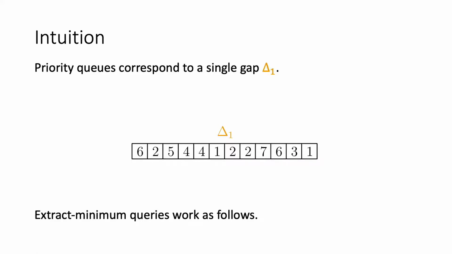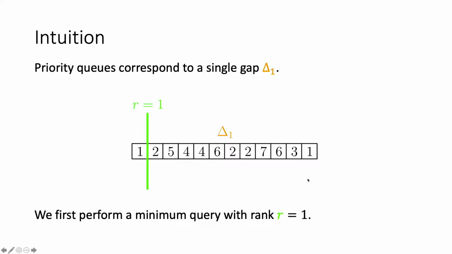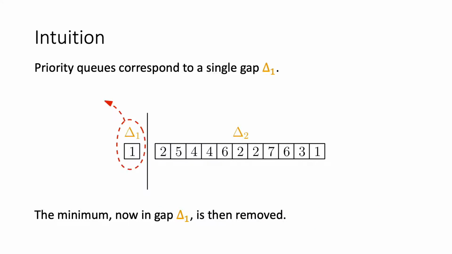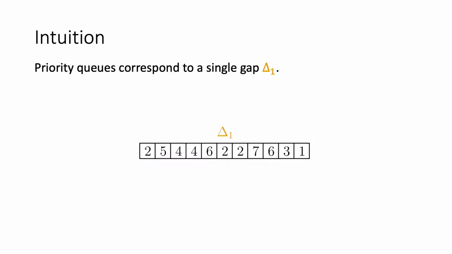And we can explain how, for example, an abstract minimum query is going to work. We just perform a minimum query. Rank R is always going to be 1. And then I've swapped out these 1 and 6, which will then allow me to create this new gap, delta 1. And we've briefly made 2 gaps, with the first gap having a single element. We'll then extract the minimum, which must be in this gap, delta 1. And we return to the case of having a single gap.